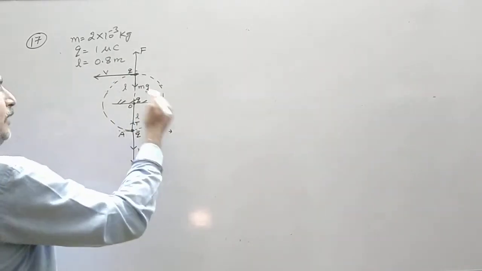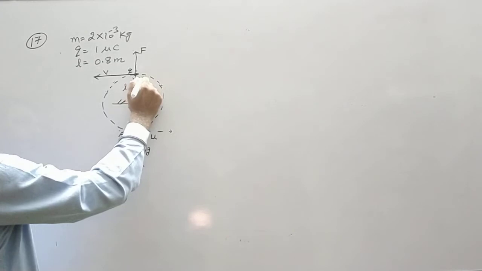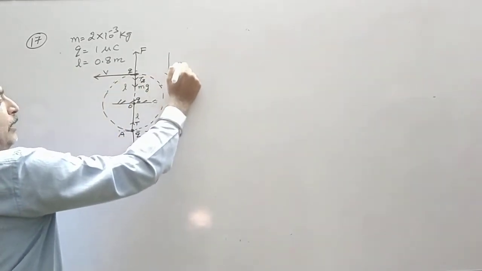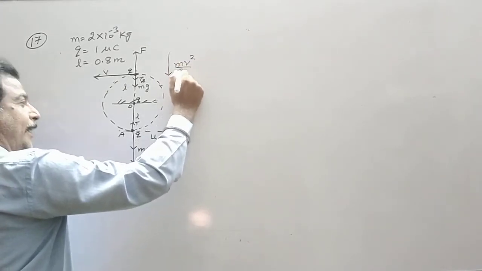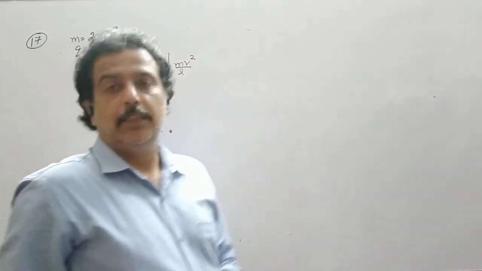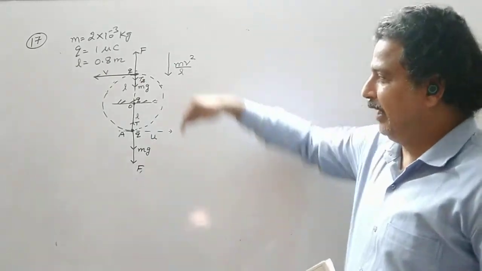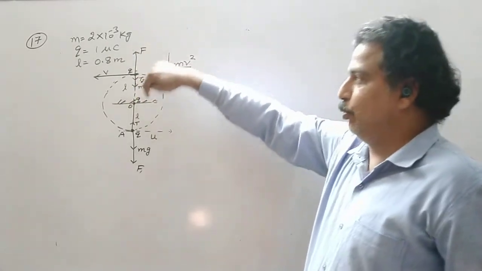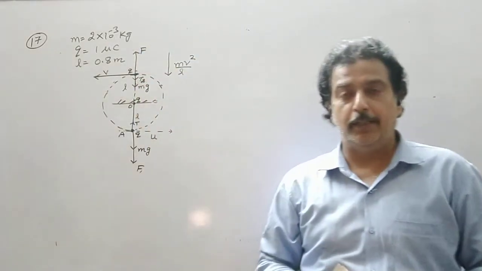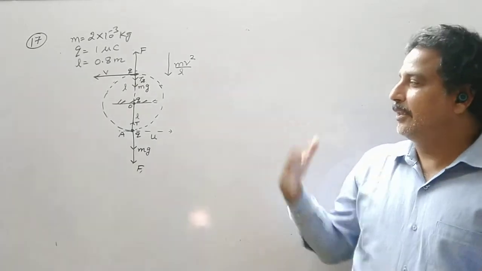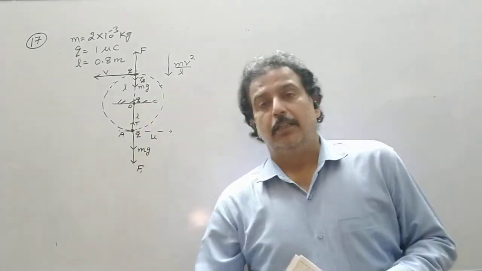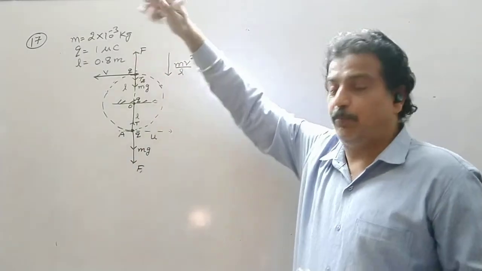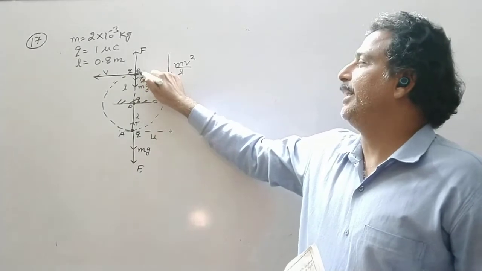And the tension T2, moreover the centripetal force, which is equal to mv square upon r, here r means L, that is directed towards the center. So we have a centripetal force towards center, tension towards center, mg towards center, but an electric force upward. Now if you remember the theory of this concept, the tension at the highest point, let this point be B.